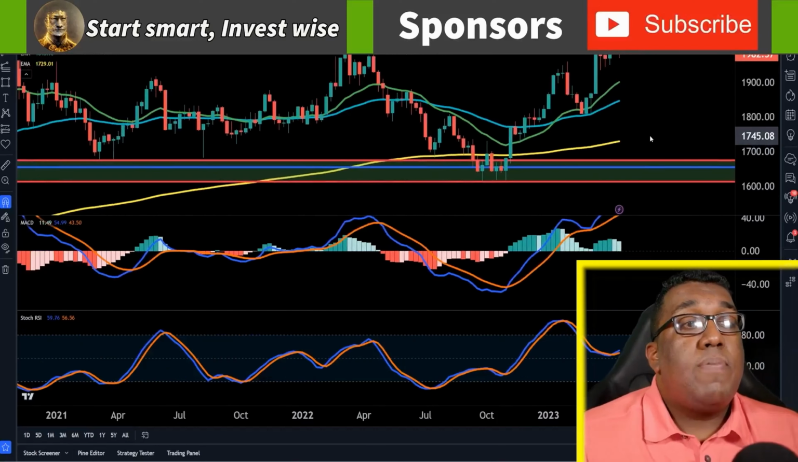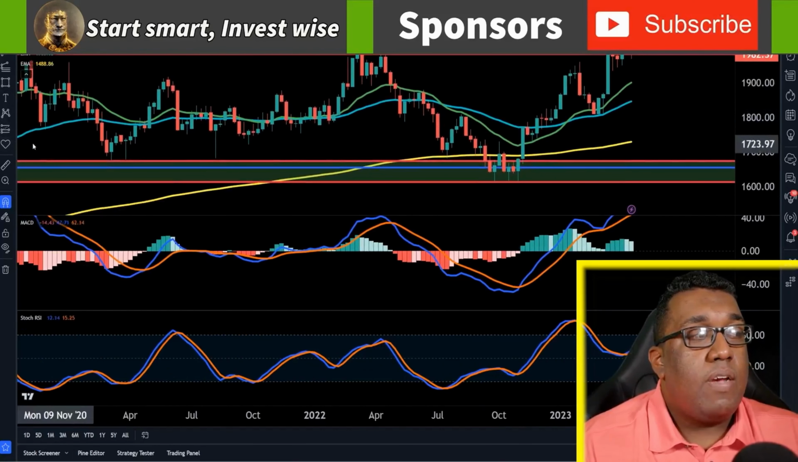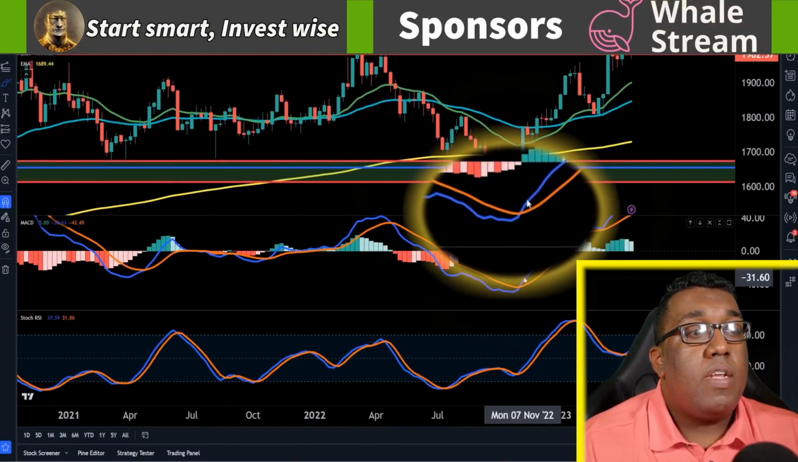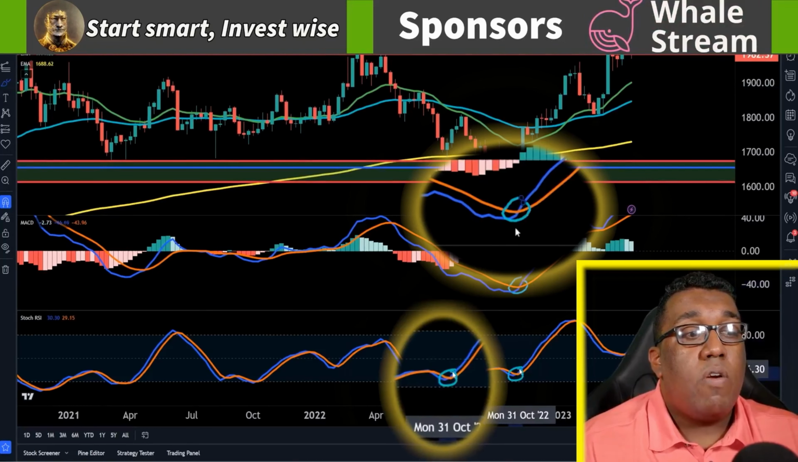So the first example I see here as we back test this is you guys can see that we have a crossover right here that happened in October of 2022. And on top of that, we had a crossover that happened right over here as far as the stochastic indicator.